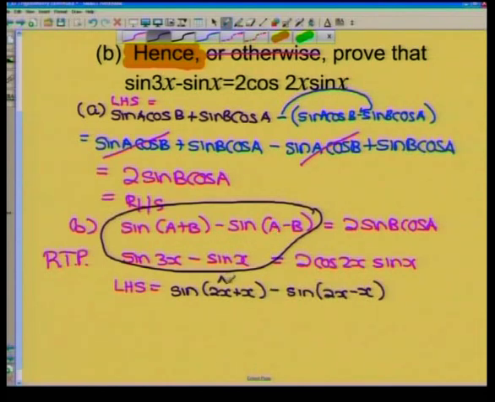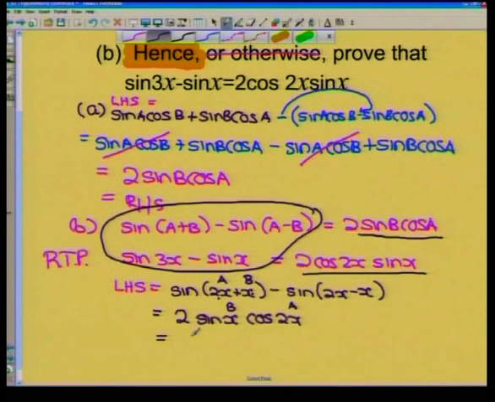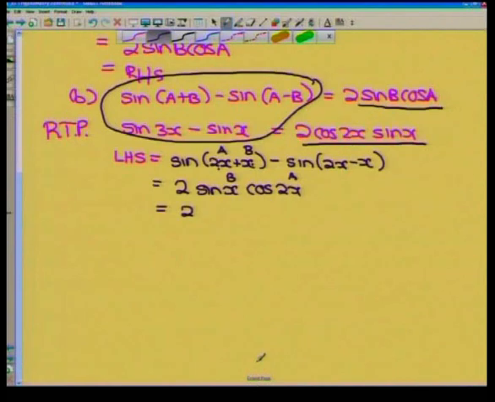In other words, I'm letting A be 2x and B be x, which means I can go straight to the side. I can say 2 sine x cos 2x, because that was sine B cos A. Right, so now we're ready for it. Let's see whether it's what we wanted. Well, yes, it certainly is. Look at that. Remember, I talked to you about the fact that if we're multiplying, the order does not matter. So this is absolutely the same as that, which is equal to the right-hand side.